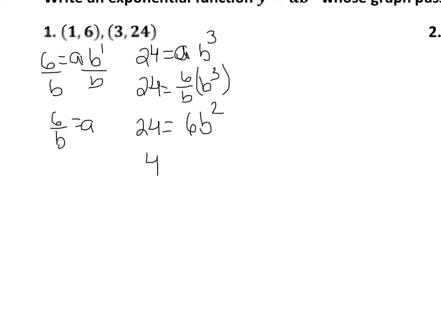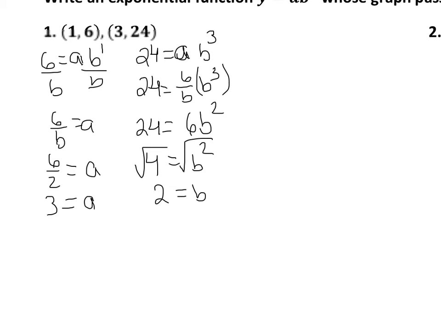Divide by 6. Since we're dealing with exponential and power functions, you're not going to have the negative root, so you don't have to worry about it. You take the square root, you get b equals 2. Well, now that I know what b equals, take that b value, plug it in right here to find a. A equals 6 divided by 2, so a equals 3. So you get the equation y equals 3 times 2 to the x.